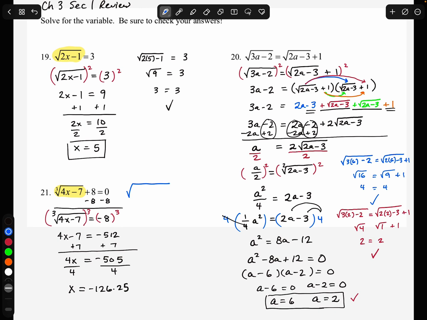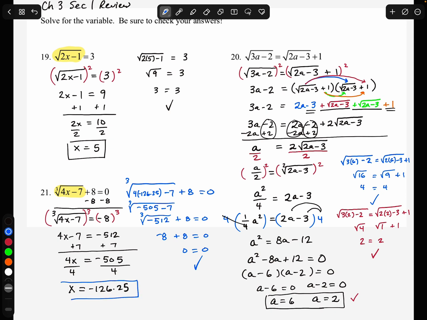So we have the cube root of 4 times negative 126.25 minus 7, and then plus 8 should equal 0. So this should be negative 505 minus 7, which would be negative 512. And the cube root of negative 512 is negative 8. So plus 8 equals 0. So we just checked it and we know that it is correct. All right, so our answer, x equals negative 126.25.